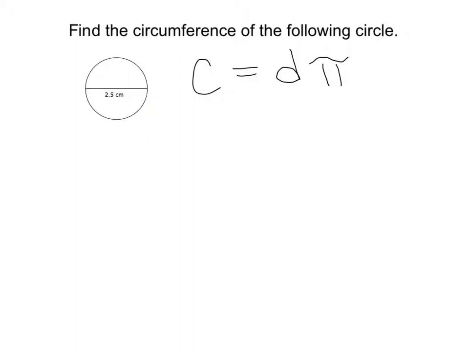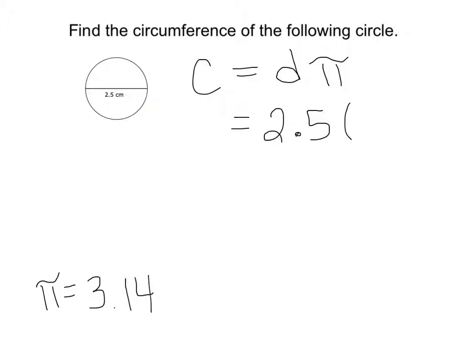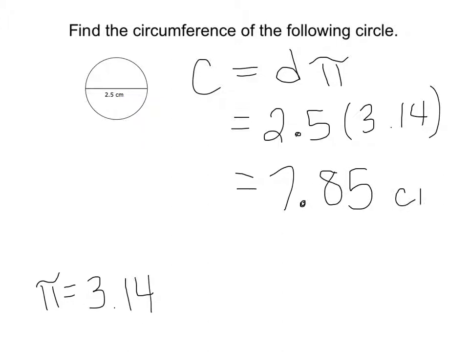And for every question that we do, we're going to have pi equal to 3.14. So then the circumference is equal to the diameter, which is 2.5, times pi, which is 3.14. And when we figure that out, we get the circumference of this circle being 7.85, and our measurement unit is centimeters.